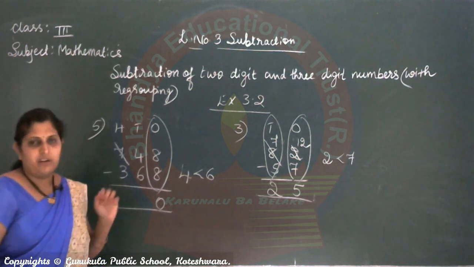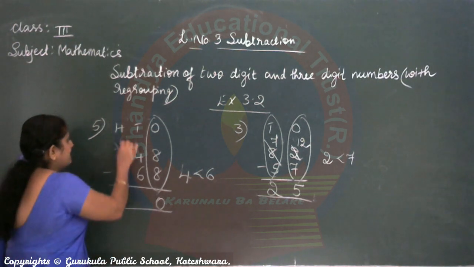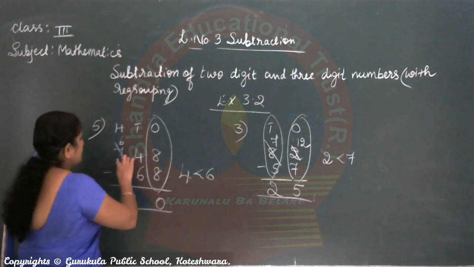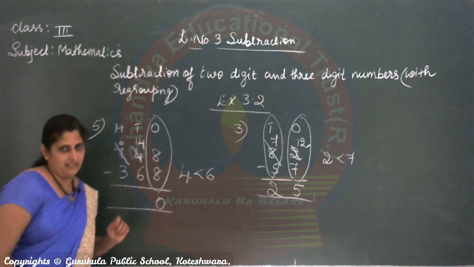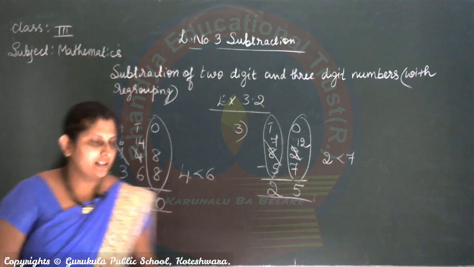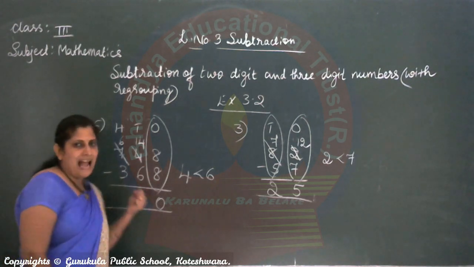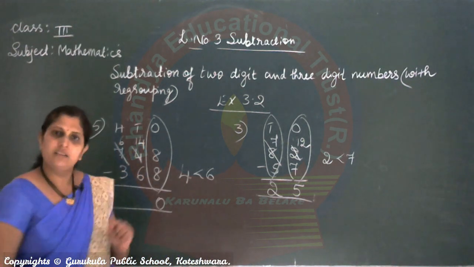Before, 700 was there, no? 700 was there. So now 600 is remaining. We have to borrow from here to here. That is 14 tenths. So now from 14 tenths, you have to subtract 6 tenths.